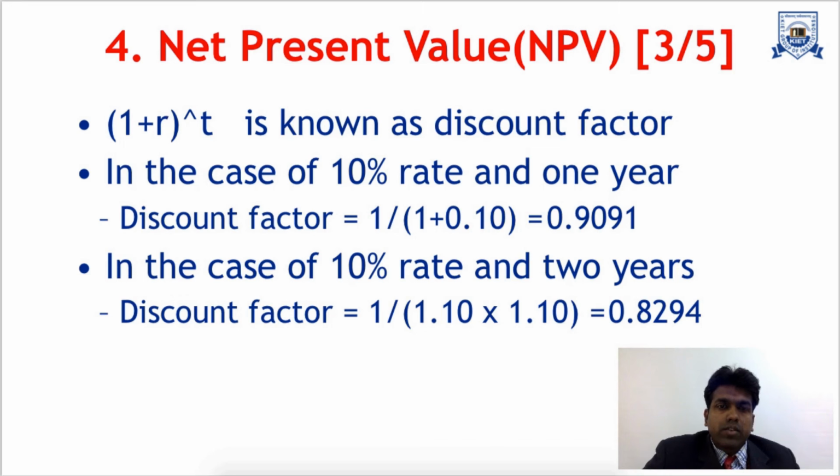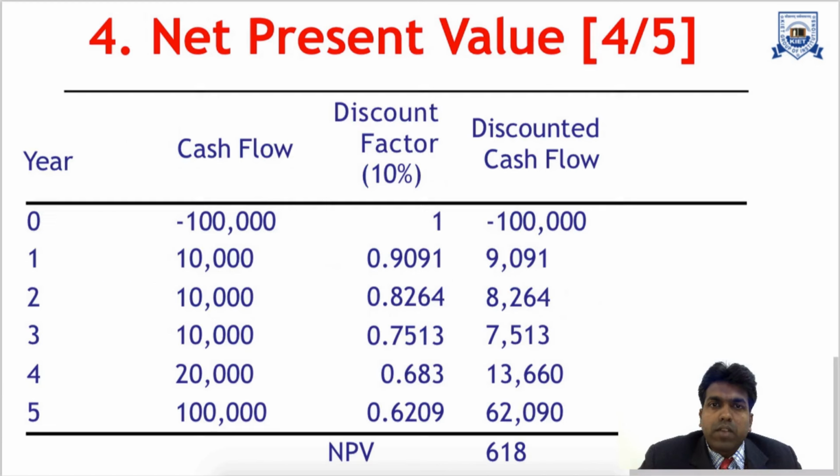The same we can calculate for the second year. So the rate is the same. After putting in all the values, as it will be power of 2, that means 1.10 into 1.10, and we'll get this value. So I will explain it by taking an example. So this is the example.